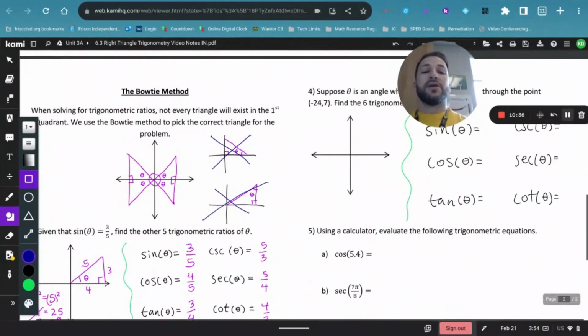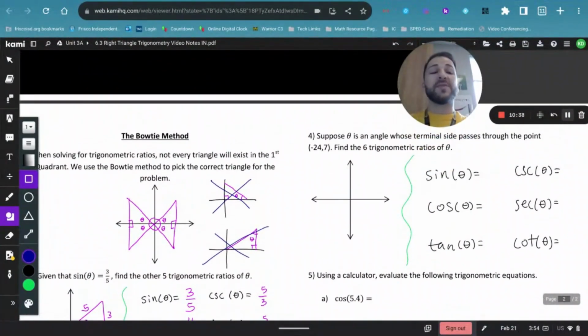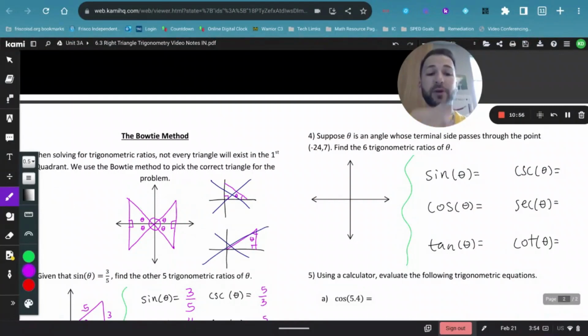Okay, so number 4, pause me now if you want to go ahead and try and set up this triangle without my help, but I'm going to still help you out with a triangle. So pause now. Okay, so if you want to go ahead and still do the triangle with me, we're going to read the question. So suppose theta is an angle whose terminal side passes through the point negative 24, 7. Find the 6 trig ratios of theta. So they haven't given us any of our trig ratio, but they've actually given us a pretty helpful piece of information. The point that it goes through negative 24, 7. So negative 24, 7, negative x, positive y. So that's actually a point over here in quadrant 2.